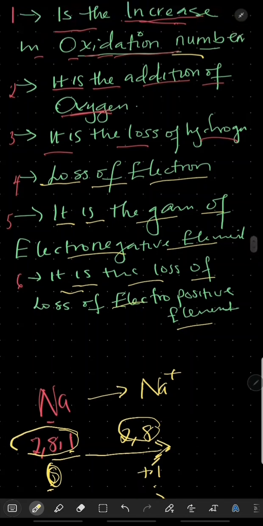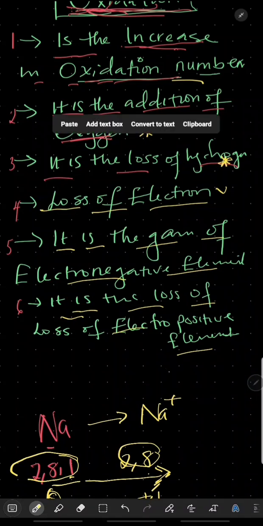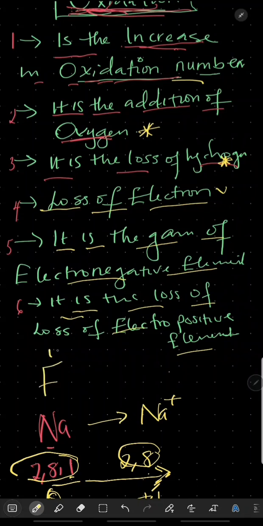Another hint to understand this is to know the difference between oxygen and hydrogen. Don't forget that oxygen is an electronegative element, and as a matter of fact, the most electronegative element in the whole world is fluorine. Fluorine is the first, oxygen is the second, and nitrogen is the third. So that tells us that oxygen is an electronegative element.